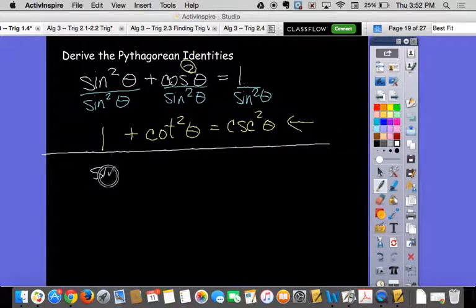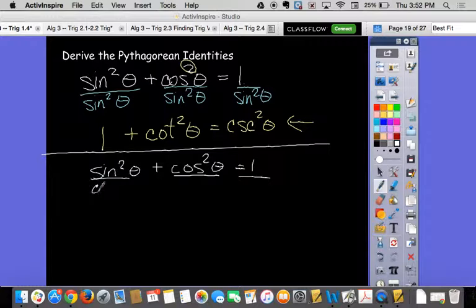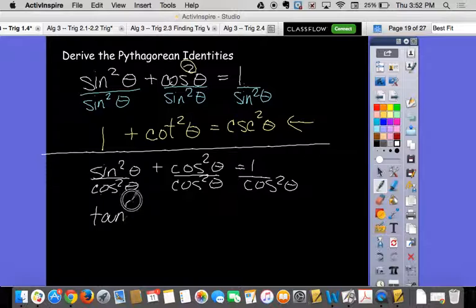All right, so go back to the original. This time, we're going to divide through by cosine squared. Now sine over cosine, remember that's tangent squared, and cosine over cosine is 1. 1 over cosine is secant squared. There's your other one.